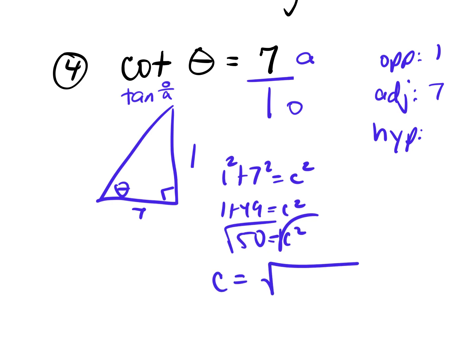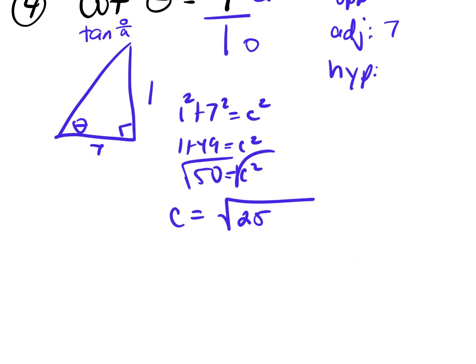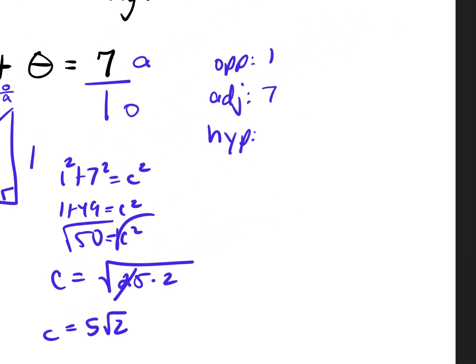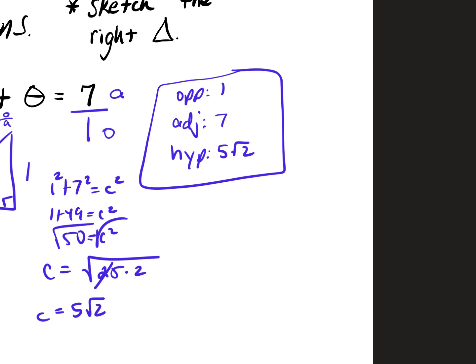Can you break down 50? Perfect square and a non-perfect square? 25 times 2. So your hypotenuse is 5 root 2. If you can break down, you absolutely have to. Again, exact value. You have to break down and you have to leave as a radical. So this is the only information you need. They gave us one trig function, one value. We found out what the length of all 3 sides were, and now we can find the other trig functions.